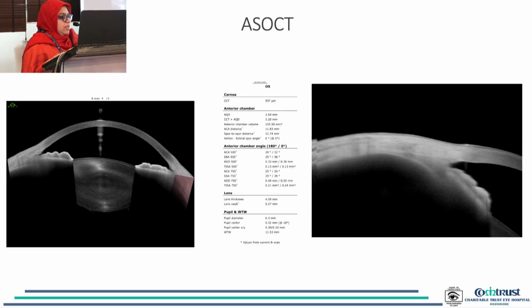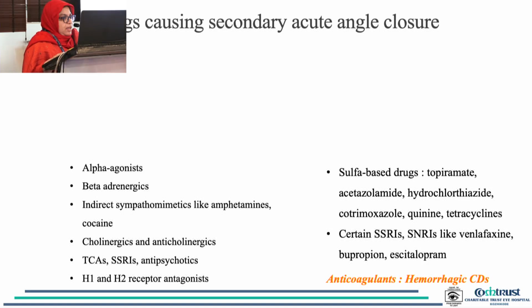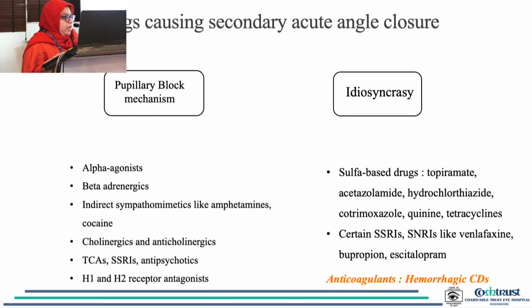This is the ASOCT picture showing resolved ciliochoroidal effusion. The drugs causing secondary acute angle closure could act by a pupillary block mechanism, such as alpha agonists, beta adrenergics, cholinergics or anticholinergics, or by an idiosyncratic reaction, that is the sulfa-based drugs like topiramate, acetazolamide and hydrochlorothiazide. Anticoagulants can also cause hemorrhagic CDs leading to secondary acute angle closure.